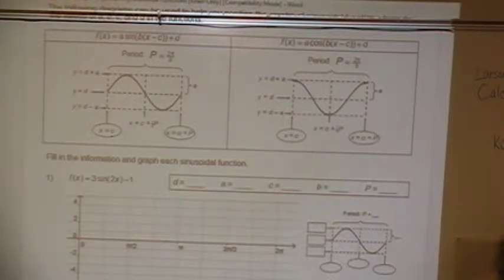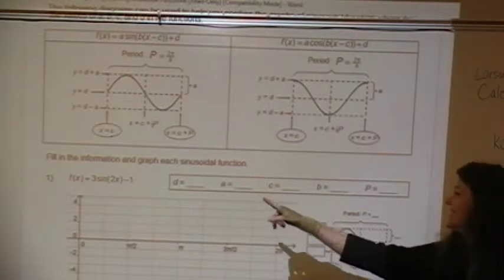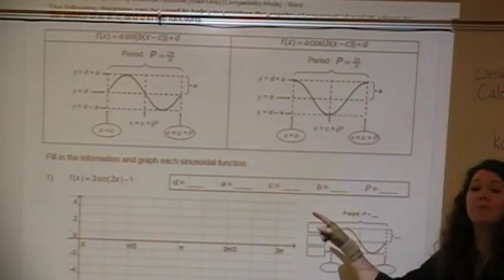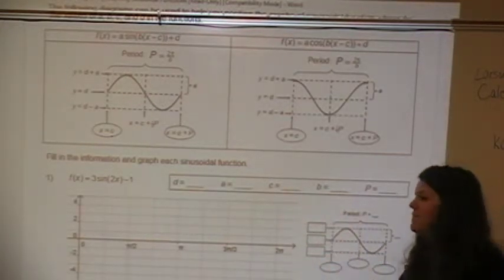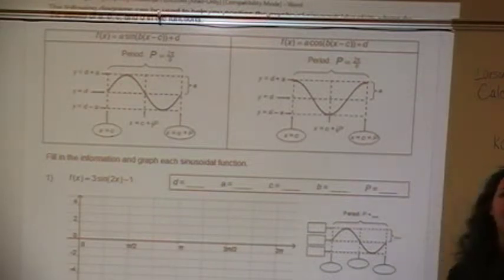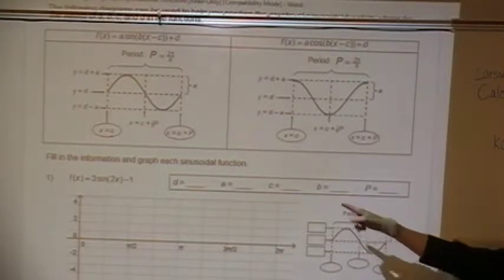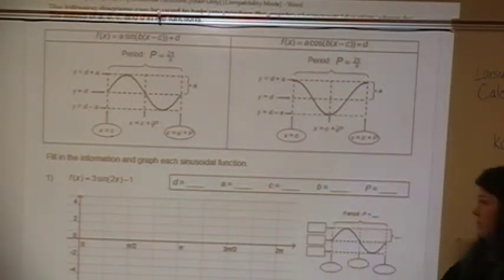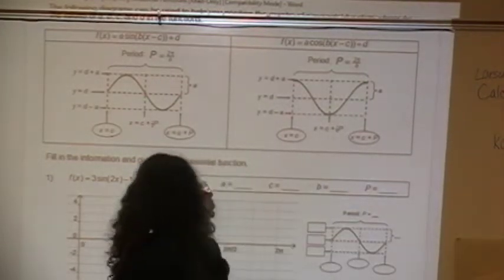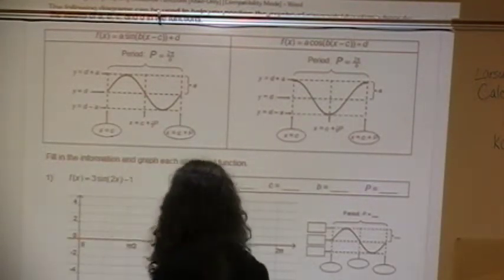I have no idea why it didn't list these in order, but it didn't. Except for the fact that I told you the other day, the most critical thing that you can find, especially in a sine wave, is that central axis. So they list it first. D equals, in this case, -1.